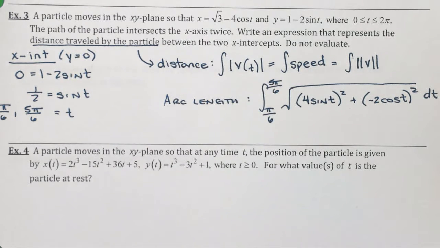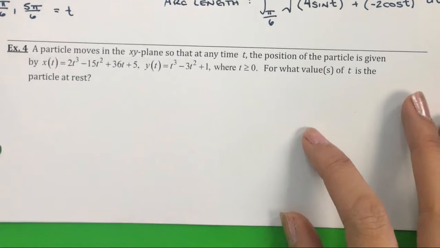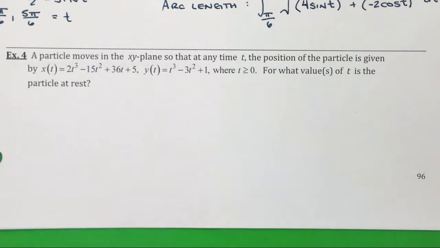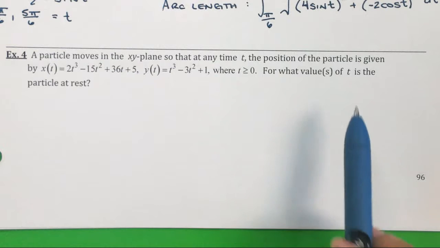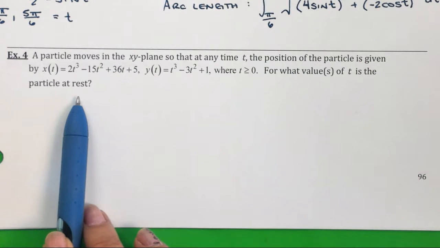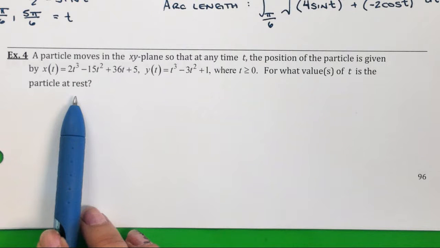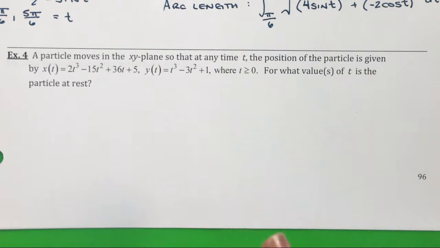Okie dokie. Let's do example 4. A particle moves in the xy plane so that at any time t, the position of the particle is given by these two parametrics where t is greater than or equal to 0. For what values of t is the particle at rest? How do you know if a particle is at rest? Yeah, velocity equals 0, right?